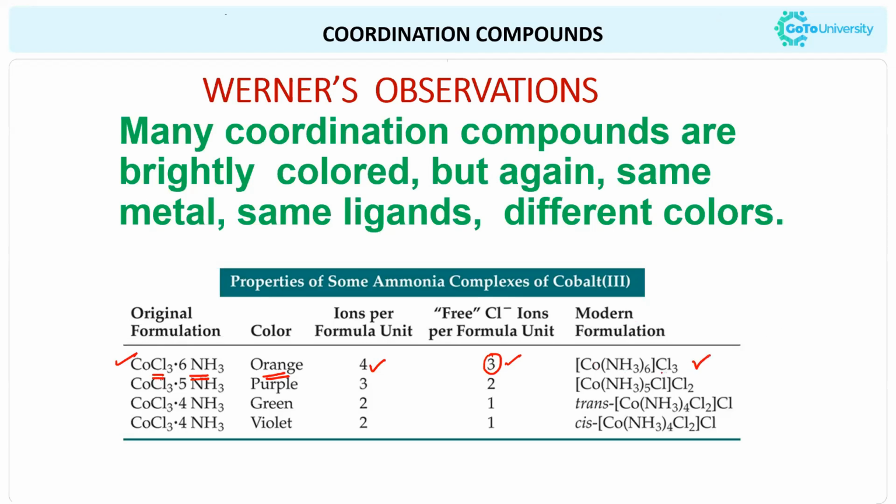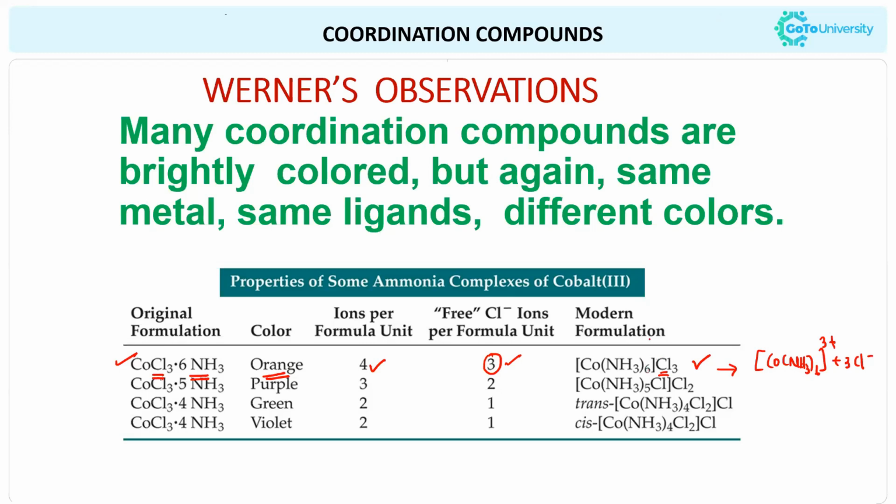It means the 3 chlorine atoms are outside the square bracket. This is outside the coordination sphere, which means they will undergo ionization. So when this compound undergoes ionization, you will get 2 ions: [Co(NH3)6]3+ plus 3 Cl−. Whatever the total charge of the ionization sphere, the opposite charge will be for the complex ion. Okay, so that is the thing.